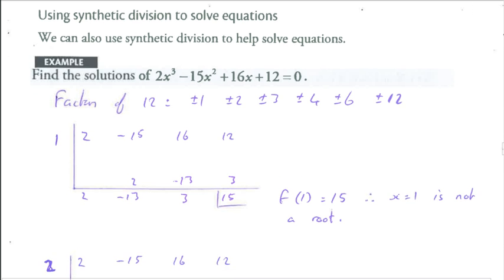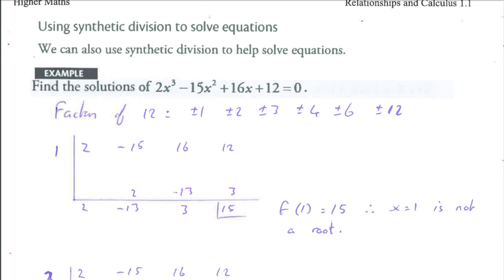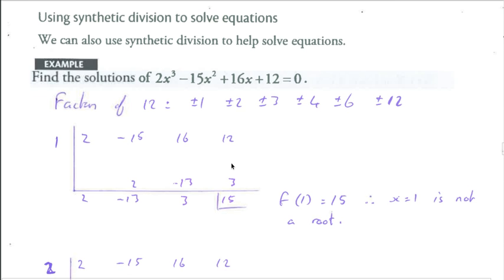So let's have a go at this question. Find the solutions of f of x equals 0. So we have a plus 12 here, so we need to consider the factors of 12. So we could have positive or negative 1, positive or negative 2, etc. So remember, we're looking at all the factors of 12 here. So we don't need to consider numbers like 5 and 7, because that wouldn't work out.